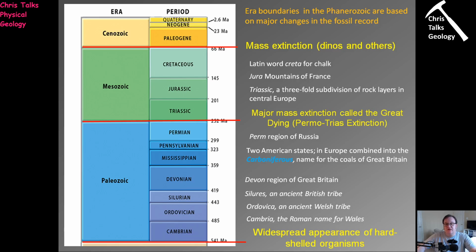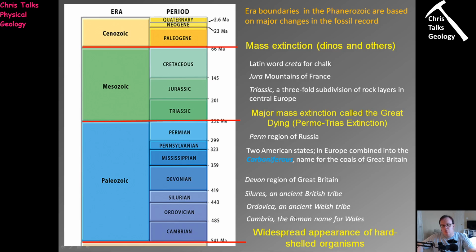So, okay. So what about the major boundaries that we see? Well, obviously, as discussed, 541 million years down here, this is when we start seeing hard-bodied organisms appearing in the rock record. Remember, that means shells and skeletons. So what about the other parts of the geologic timescale?